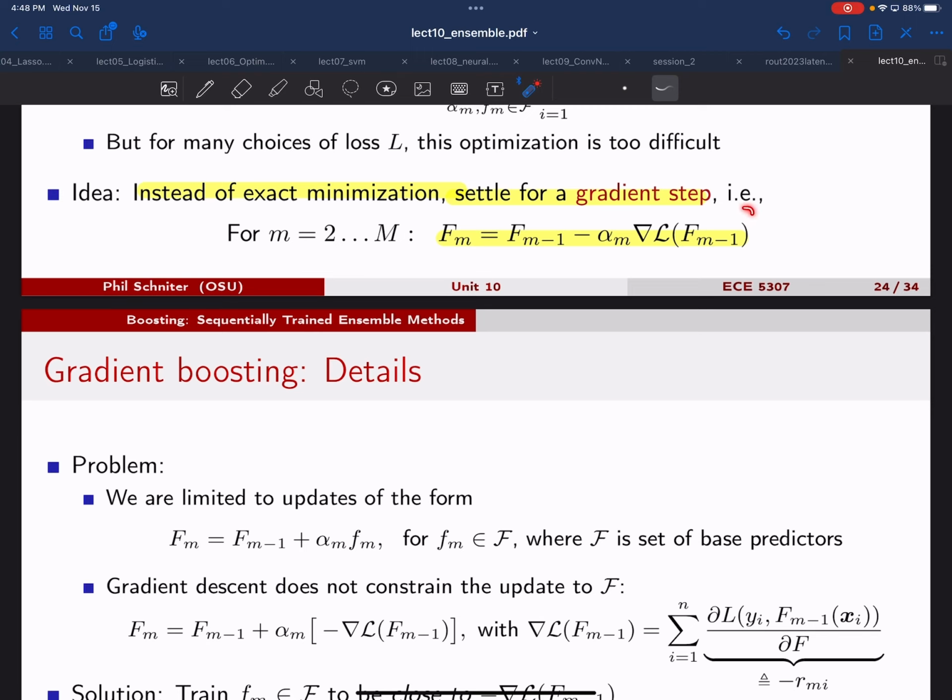But who knows what that's going to look like? You have some function capital F, which could be complicated. Now you're taking a gradient. This is an even more complicated function. How are you going to actually implement that?